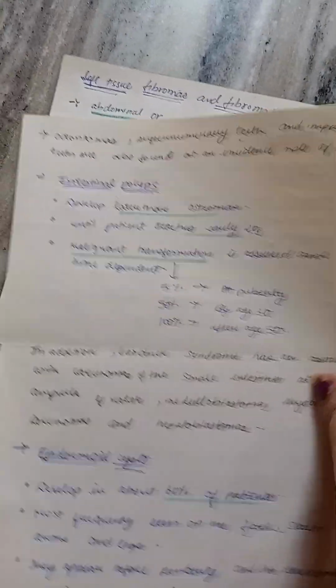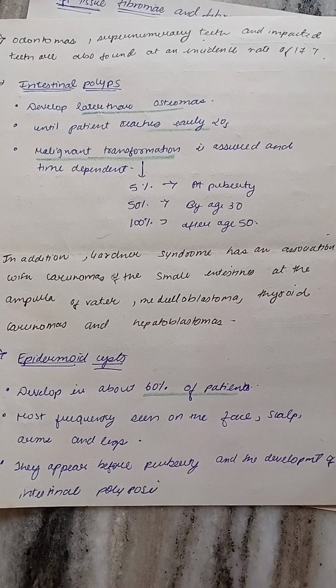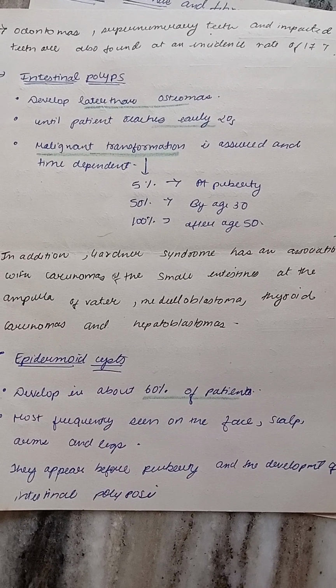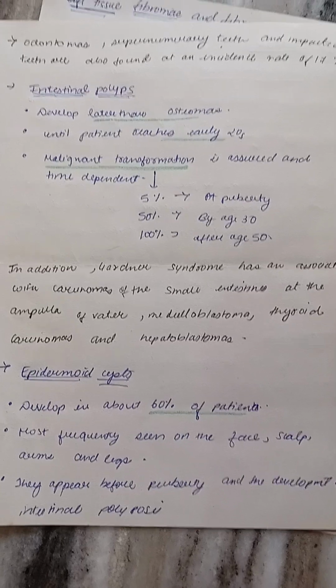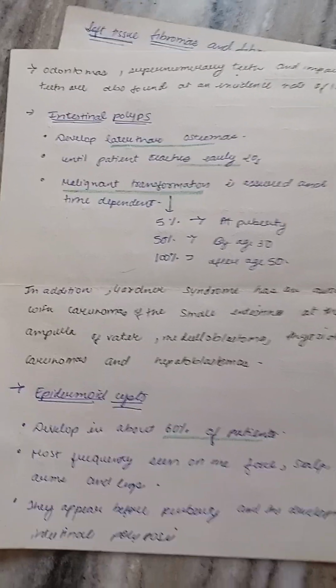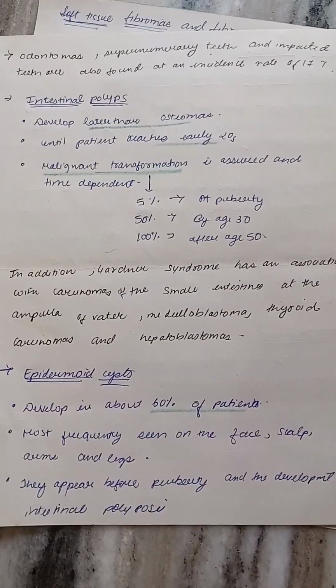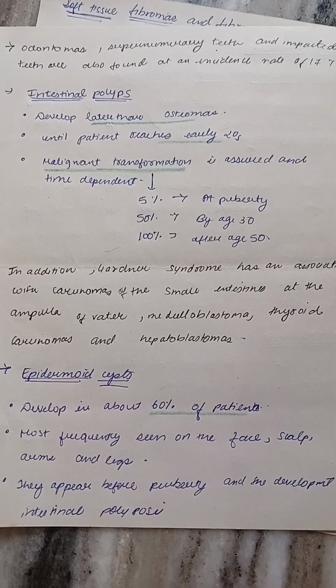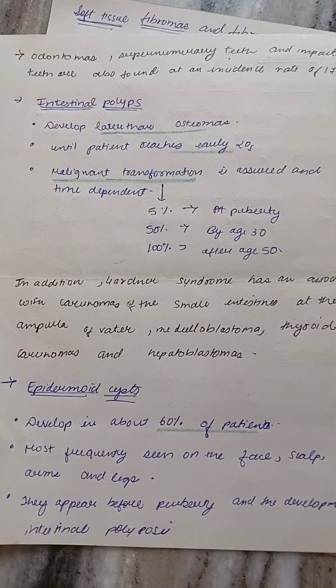Now, odontomas, supernumerary teeth and impacted teeth are also found at an incidence rate of 17%. So, along with the osteomas, odontomas, supernumerary teeth and impacted teeth are also found. Now, coming to intestinal polyps. First was osteomas, second is intestinal polyps.